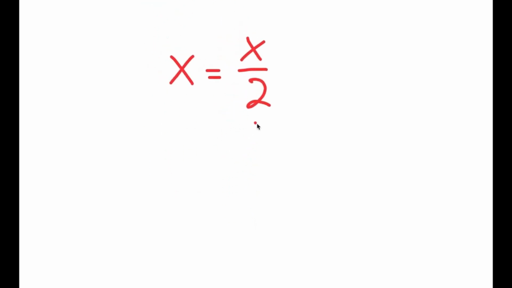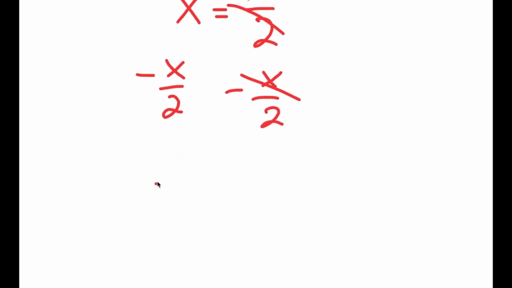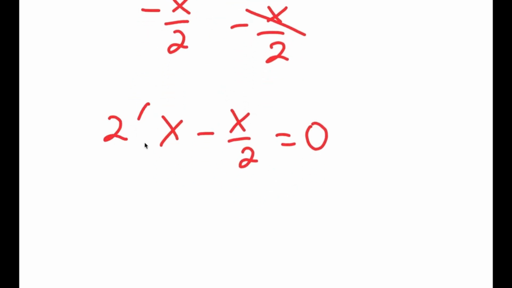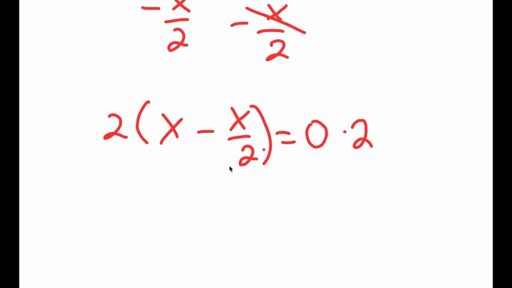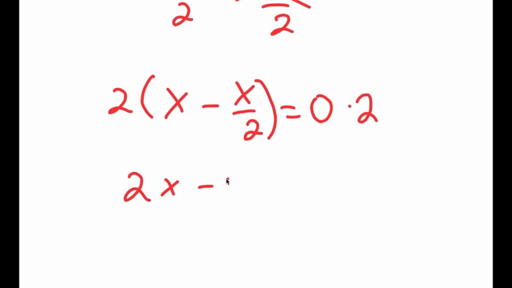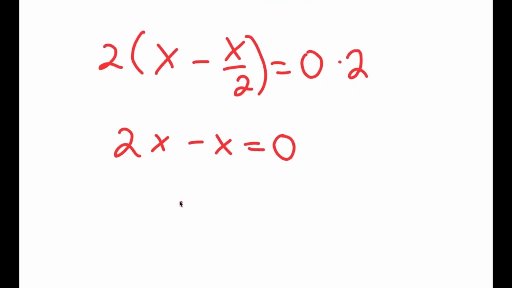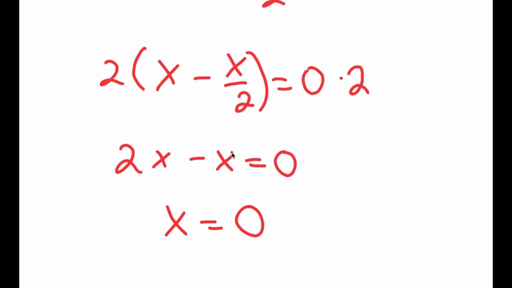Alright, so to solve this problem, I'm going to do the same thing which I did to our first problem. I'm going to subtract x over 2 on both sides. So I get x minus x over 2 is equal to 0. And now I'm going to multiply 2 on both sides. So I get 2x minus x is equal to 0. And I get x is equal to 0. So it's the same thing again, using the same method.